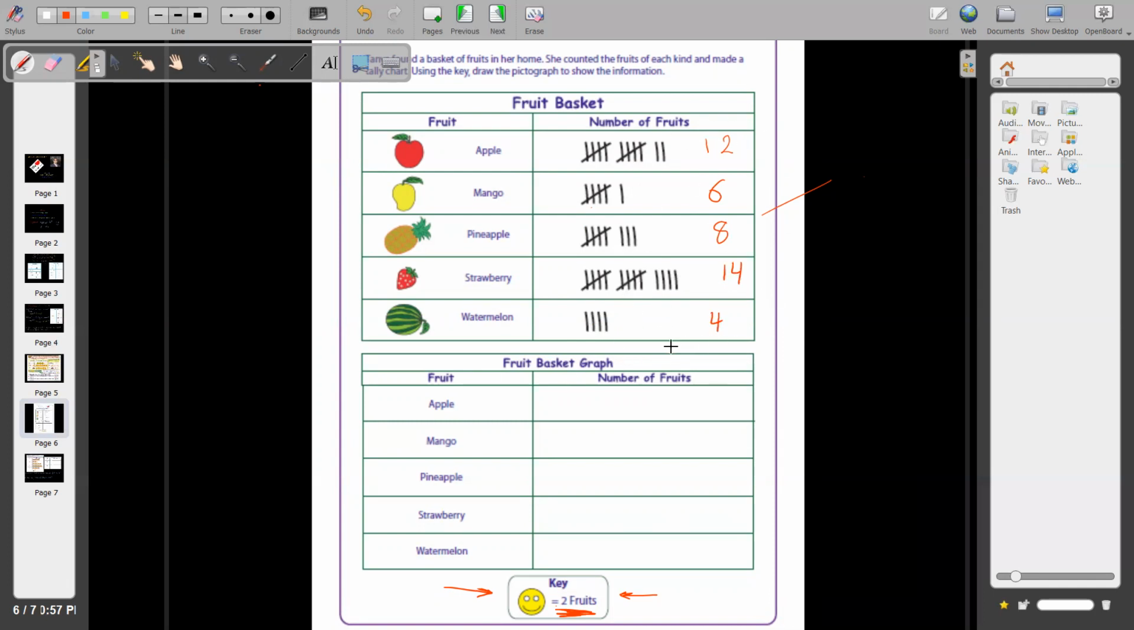We want to draw faces to express this. But the key says each face equals 2. So how many faces should I draw to represent apples? How many apples? 12. So we draw 6 faces. When we draw, we say 2, 4. We count by 2s because each face equals 2. 2, 4, 6, 8, 10, 12. And then we draw eyes and the mouth.